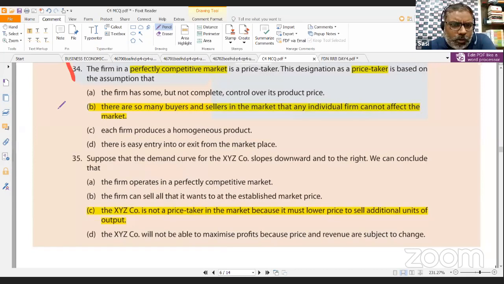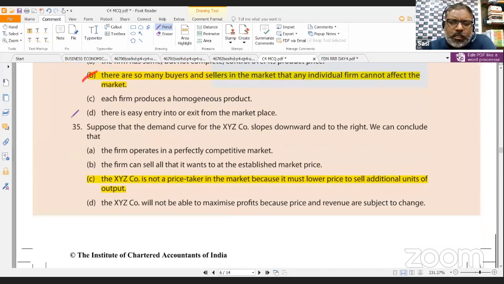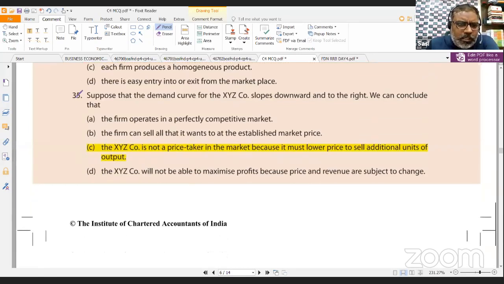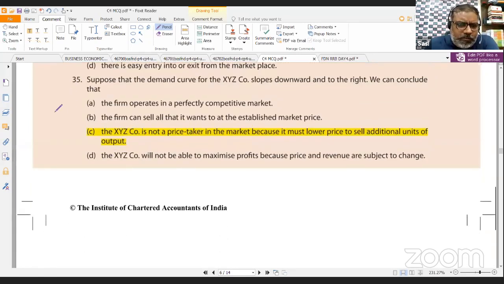Then question number 34. If a firm is in a perfectly competitive market, it is a price taker. We know that. The designation of price taker is based on the assumption that naturally there are so many buyers and sellers in the market that the individual firm cannot affect the market. That is why we call it a price taker. Direct question.